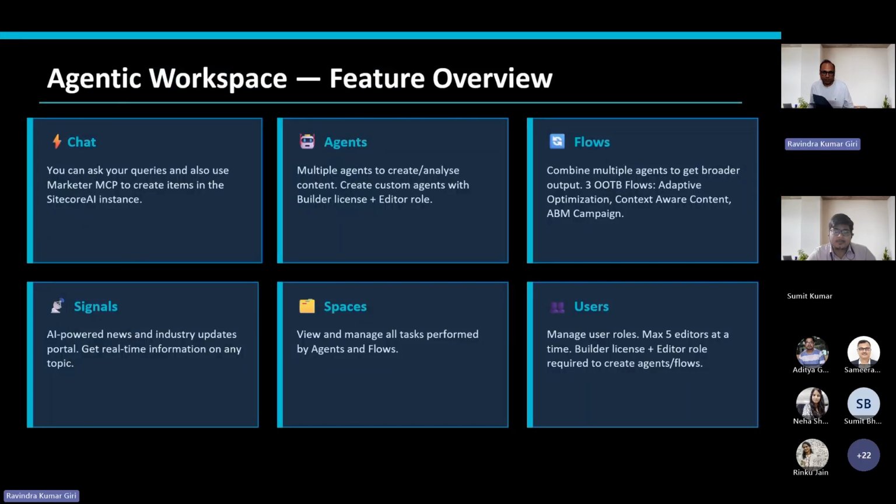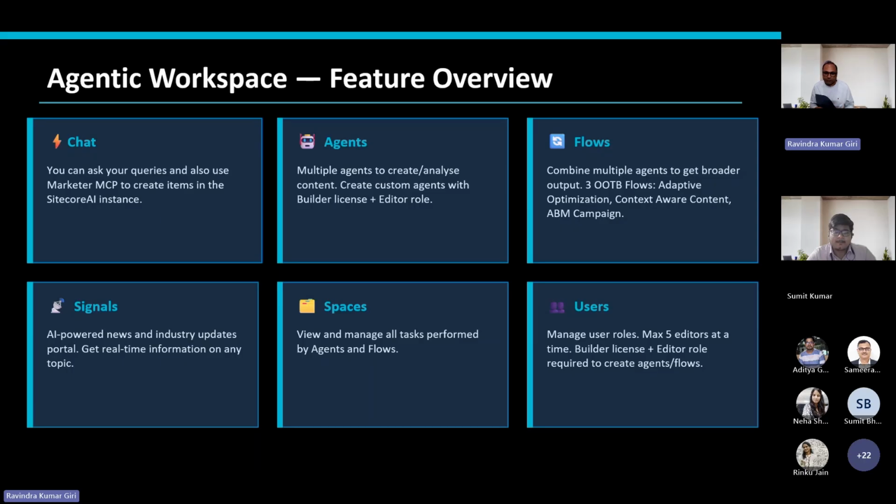In the agentic workspace, these are the key features or components Sitecore provides. Like chat: when we show the demo, you will get the option for the chat. Once you log in to Sitecore AI and go to the Agentic Studio, you will see all these options. In the chat you can ask Sitecore; it connects with the marketer MCP, collects all the information, and answers your questions.